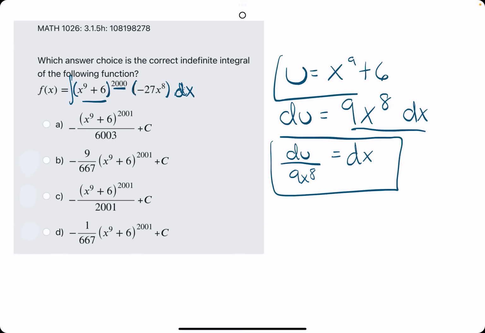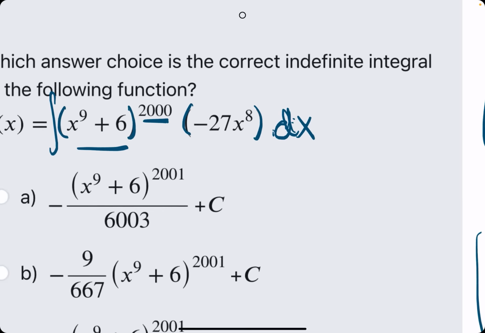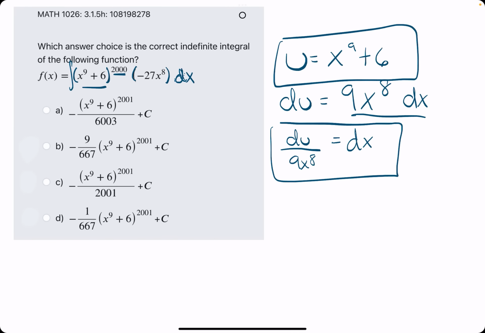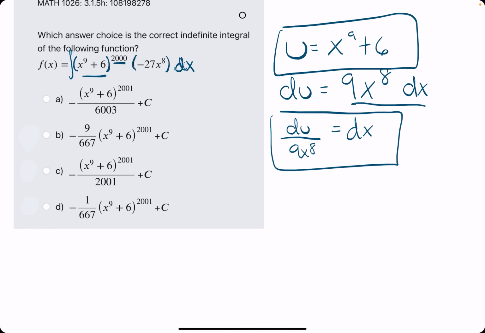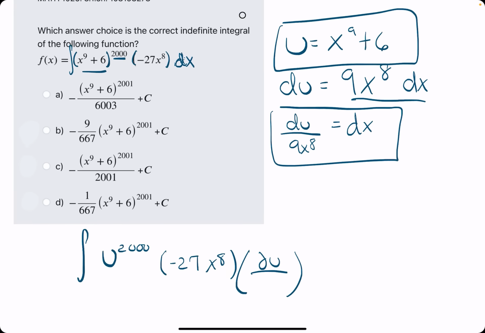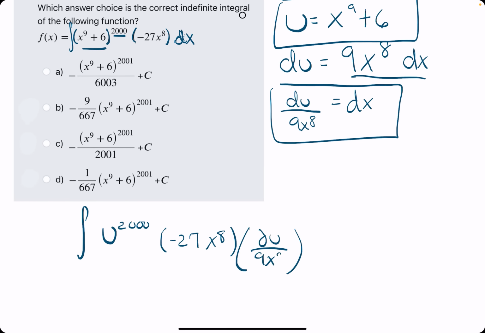Then the next step is to replace the x to the 9th plus 6 here with u, and then replace the dx here with du over 9x to the 8th. So we're rewriting the integral as u to the 2000th times negative 27x to the 8th. We're going to leave that the same. And then dx is du over 9x to the 8th.